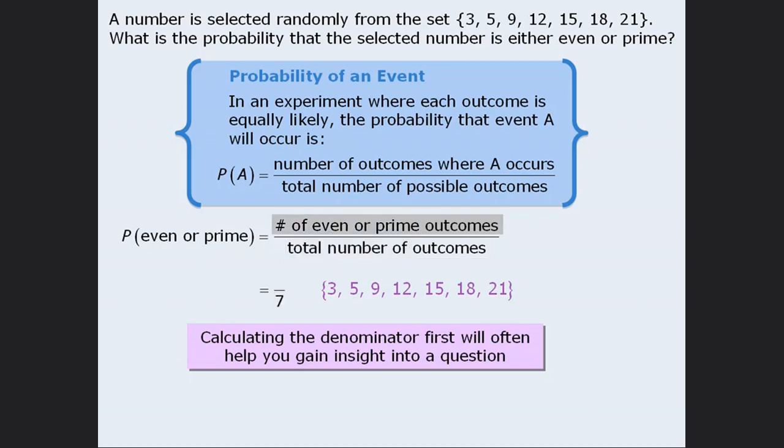Next, we'll tackle the numerator. How many of those 7 outcomes are either even or prime? Well, of the 7 numbers, these 4 are either even or prime. So there are 4 outcomes where the selected number is either even or prime. So the probability is 4/7 that the selected number is either even or prime.